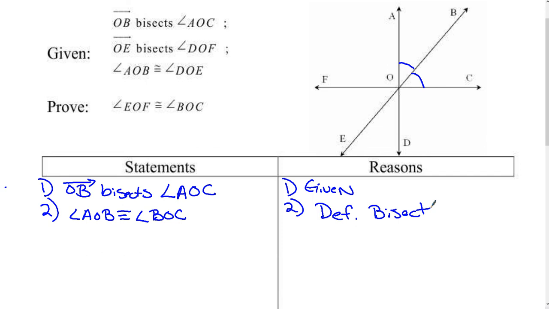So now let's go with our next given. If I go with my next given, it's going to be 3. So my next given is going to be ray OE bisects angle DOF. Okay, so now that's going to be a given again, right?